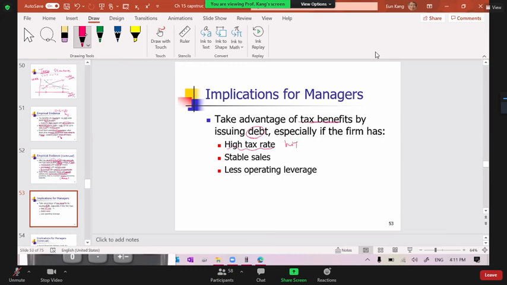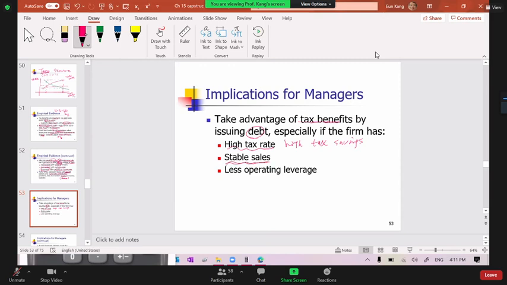High tax savings, right? Tax rate high, then tax shield, that tax shield is high. Tax rate times debt is tax shield. High tax savings. And stable sales.